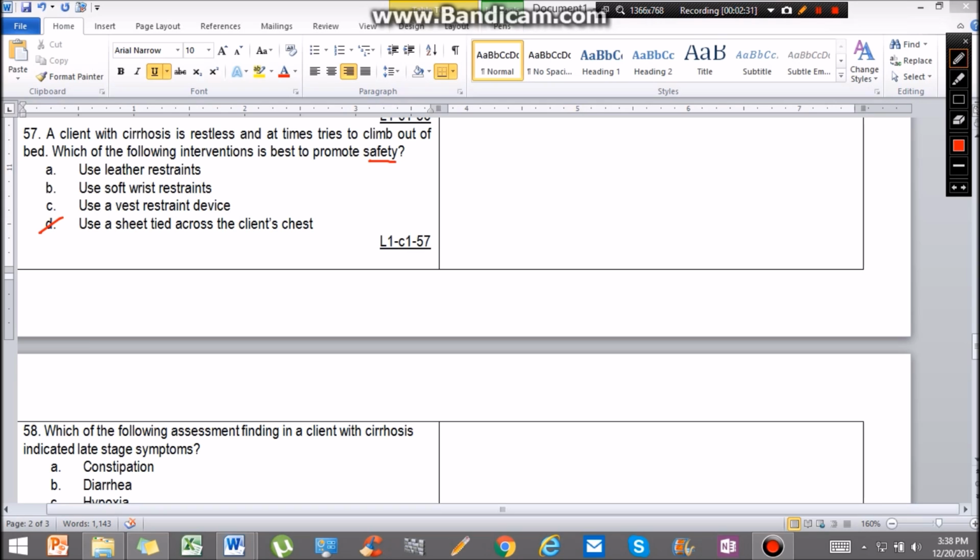First, let's eliminate D, because if you tie a sheet across the chest, it may decrease lung expansion. So it's not safe for the client. So eliminate D. Leather restraint is eliminated because this is used only for clients who are extremely combative.